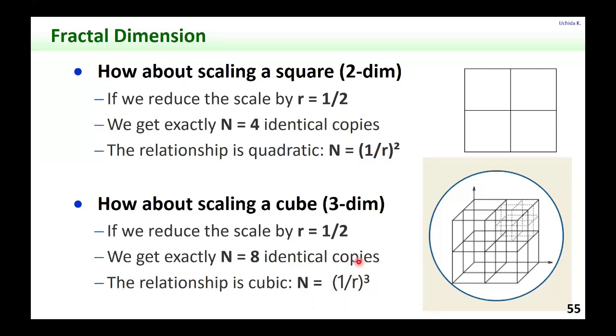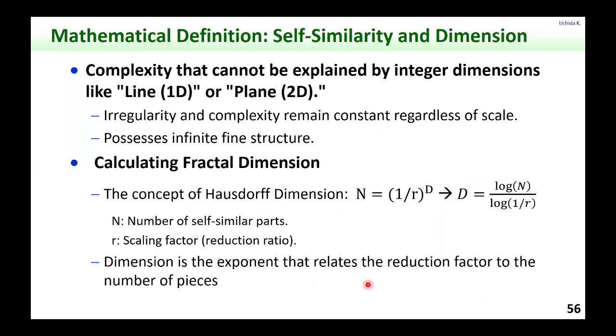So here, the exponent is meant to be the dimension of the geometry. If there's a relation like this, the d should be what we call the Hausdorff dimension. So d can be calculated like this, right? Log N over log 1 over r. Well, the base can be anything.